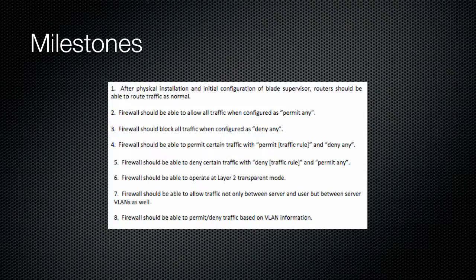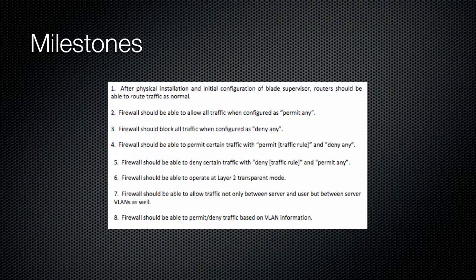Third point, the firewall should block all traffic. We've configured it as deny any, basically just to see if the function works on the firewall. And then the next couple of options get a little more specific. The firewall should be able to permit certain traffic with a permit traffic rule and deny any. Basically, this means that it's only allowing a certain set of traffic to and from the firewall. So we have to make sure that the firewall understands to only allow this traffic and to drop all the rest. And the same goes vice versa for milestone 5: you should be able to allow any traffic and then just prevent this one set of traffic from coming through the firewall.